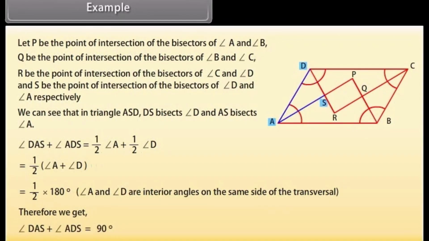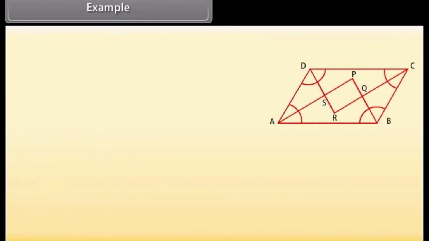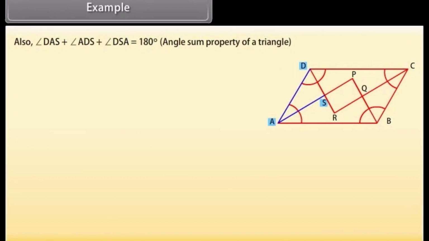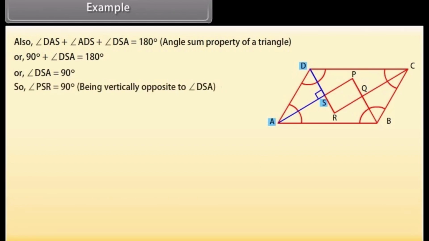Therefore, we get angle DAS plus angle ADS is equal to 90 degrees. Also, angle DAS plus angle ADS plus angle DSA is equal to 180 degrees by the angle sum property of a triangle, or 90 degrees plus angle DSA is equal to 180 degrees, or angle DSA is equal to 90 degrees. So, angle PSR is equal to 90 degrees, being vertically opposite to angle DSA.